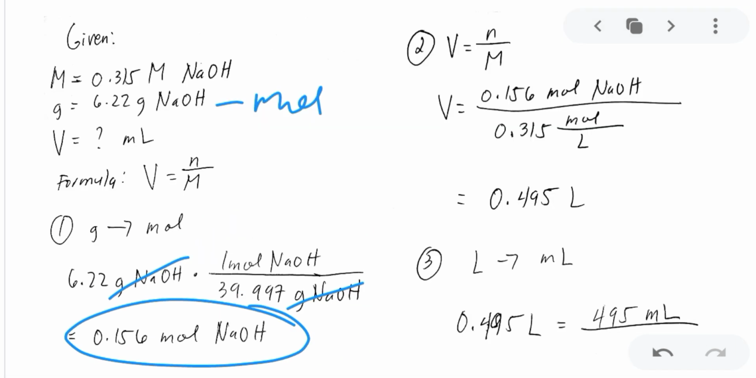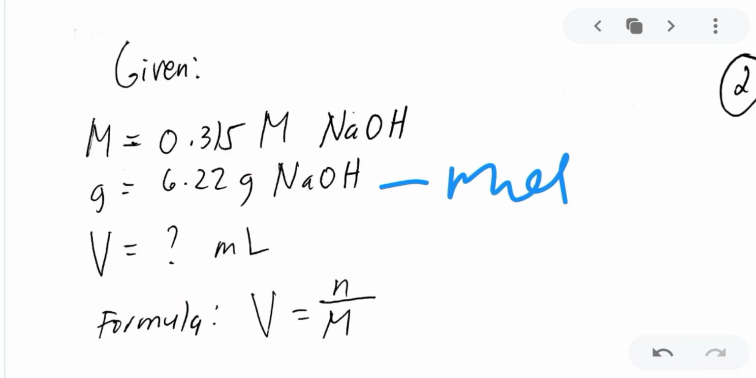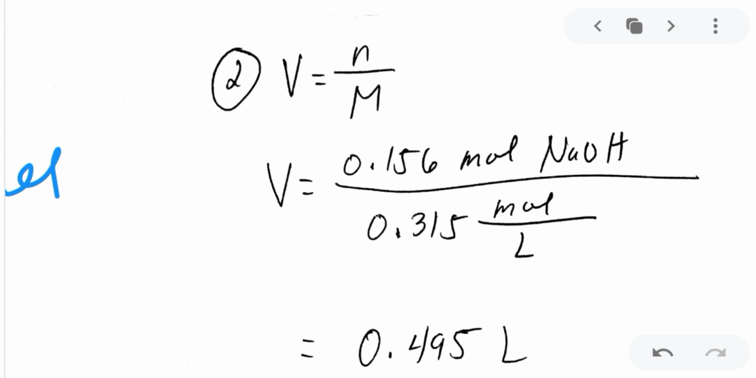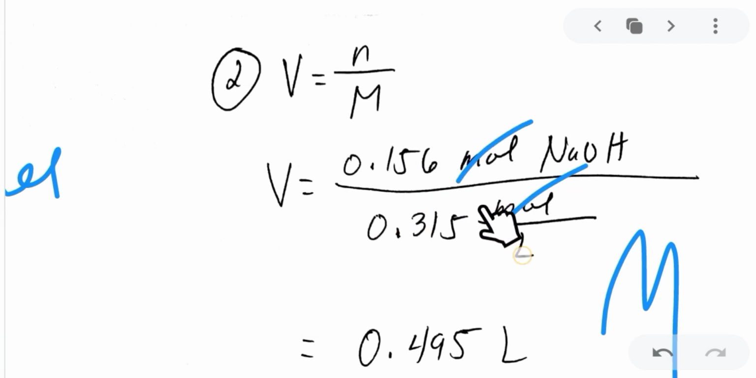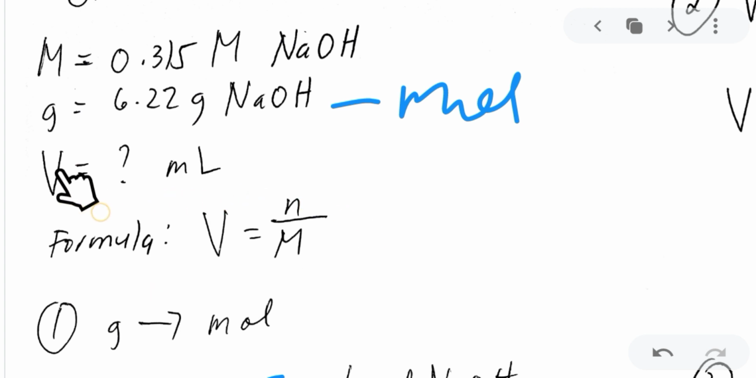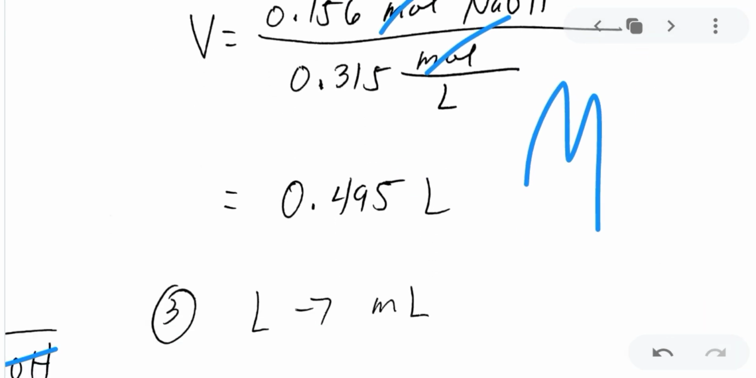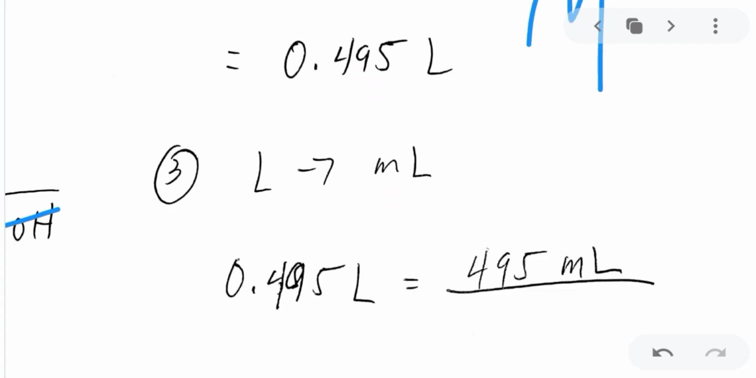Now, we can substitute this in the formula. You will have 0.156 mole NaOH, and the molarity is given, which is 0.315 molarity. Expand the M unit. The expanded form is mole per liter, so you can cancel the mole unit and obtain liters, which is the unit for volume. So, cancel the mole. You will have 0.156 over 0.315. That is 0.495 liters. Since you are being asked to find the volume in milliliters, convert 0.495 liters to milliliters. That will be moved 3 decimal places: 1, 2, 3, 495 milliliters.